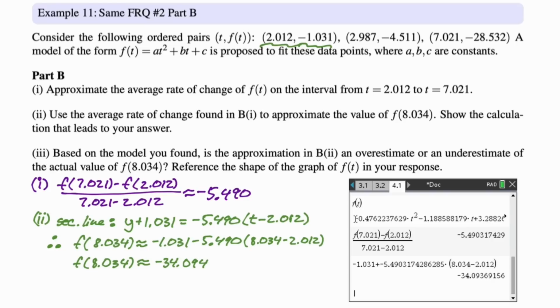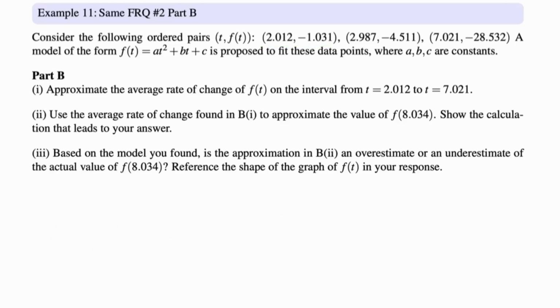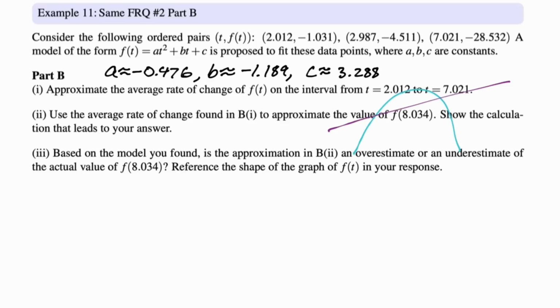And then I'm going to go to a new page to do part 3. So in part 3, based on the model you found, is the approximation over or under? Again, you kind of have to import your values here to know what's going on. So we have a quadratic with a negative a value, so that opens down. So we're essentially dealing with this situation. So we can see that our model is concave down.